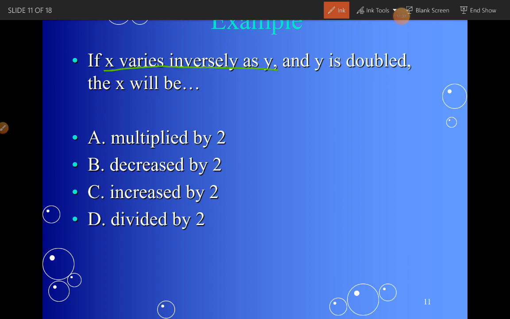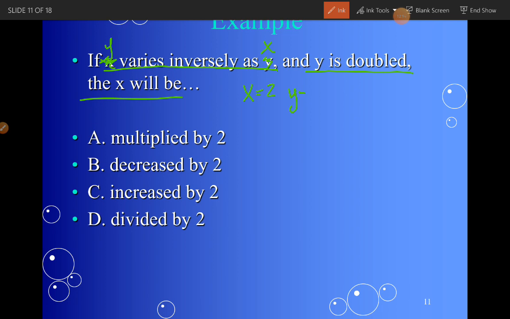So if x varies inversely with y and y is doubled, then what is x going to be? Okay, so the best thing that we could do is make up an example. This actually has a typo in it, that should be a y and this should be an x. So I'm going to say x is equal to 2, and we're going to see what's going to happen here.